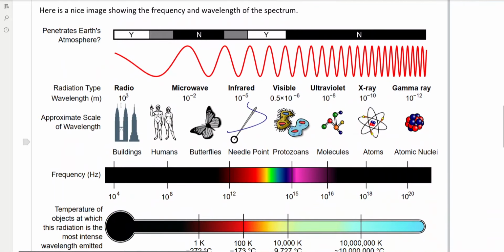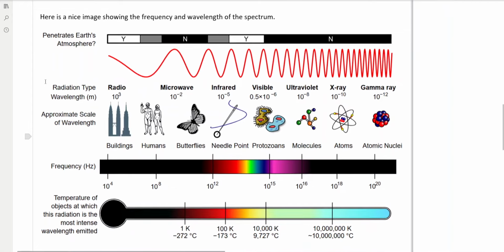All right. Continuing on here, we've got a nice image, this is from Wikipedia by the way, showing the frequency and wavelength of the spectrum of light. We've got a few different ones to look at. We've got radio waves, which are very, very long wavelengths. This is times 10 to the 3, which means it's 1000 meters long. That's 1 kilometer. Very, very long wavelengths.